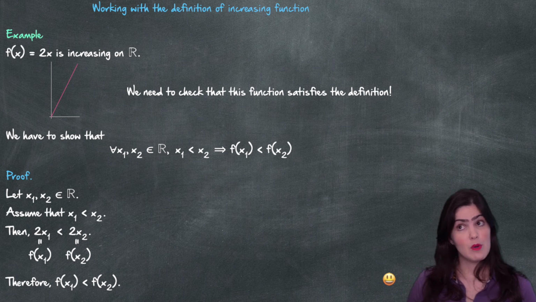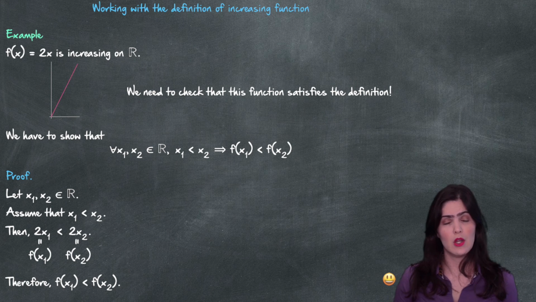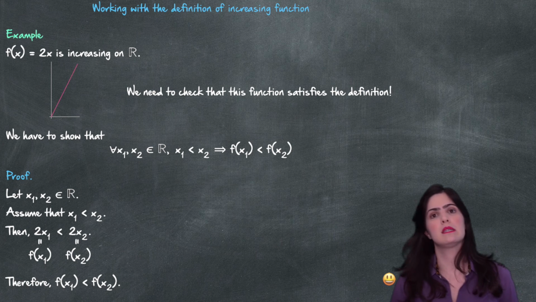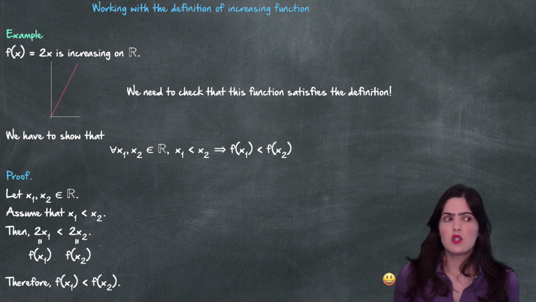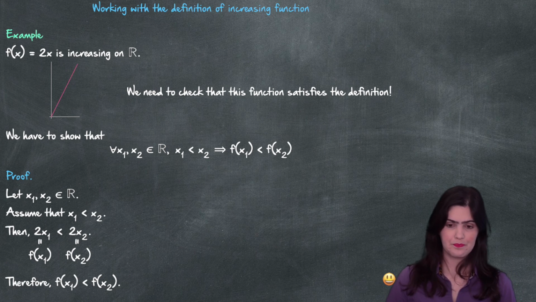Now that we have an example, we need to go and take a look at a non-example. So we need to take a look at something that is not increasing. And ideally, we would like to provide a proof of why it is not increasing according to the definition and not just by looking at the graph.